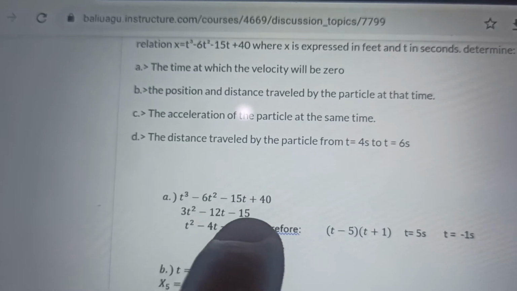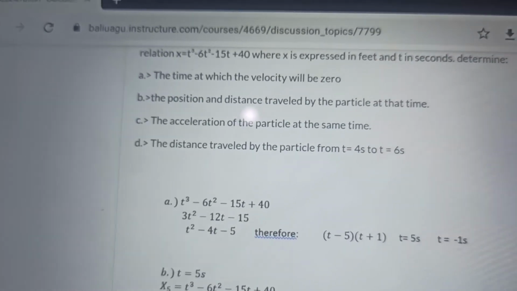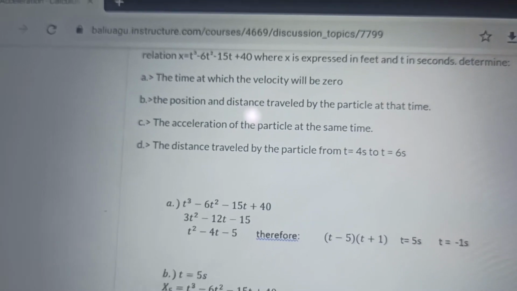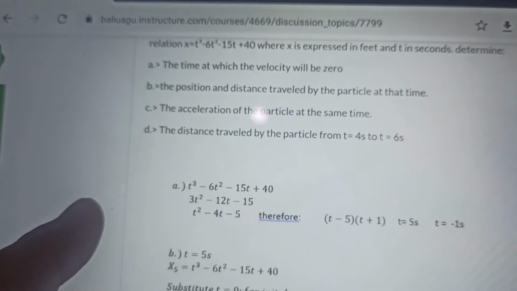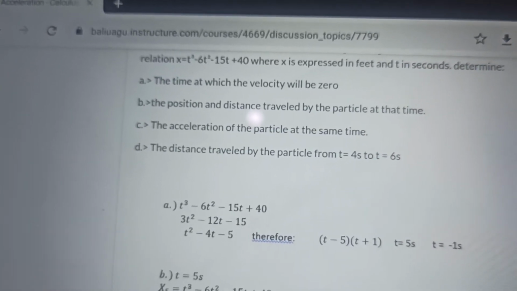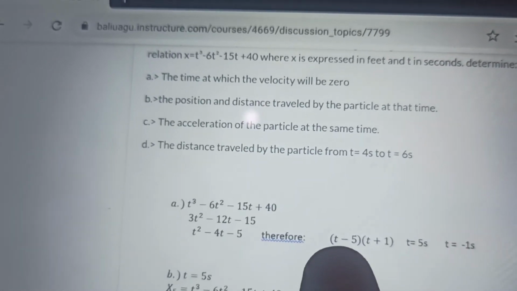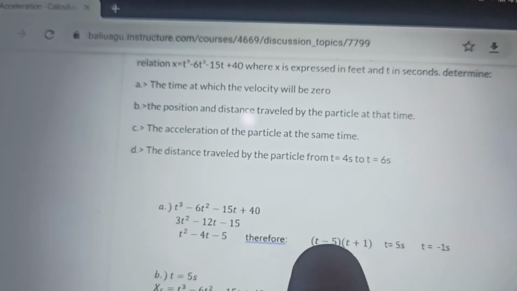Now, we will get its roots, so we will factor it. First, we simplify it by dividing by 3. So, we get t squared minus 4t minus 5. Let's get its factors, then equate them to 0. The factors are t minus 5 and t plus 1. We equate these to 0.